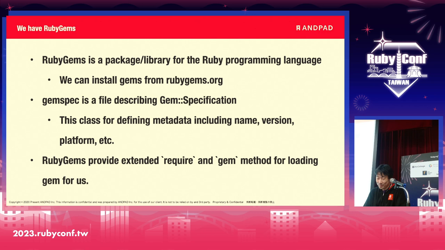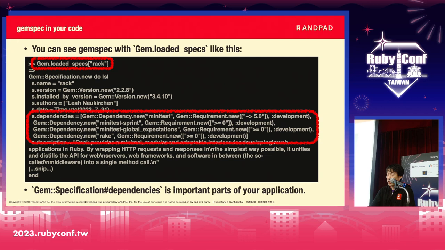Okay, so first let's look at the gemspec. A gemspec can be accessed using the Gem.loaded_specs method in IRB at any time in your environment. For example, the gemspec of Rack is provided here, including its dependencies. Dependencies are the most important part of the metadata. This section shows a combination of names and versions. Rack has four dependencies, such as minitest, webrick, or minitest and rake. They are all only for development. So you can use Rack without additional dependencies for your application.